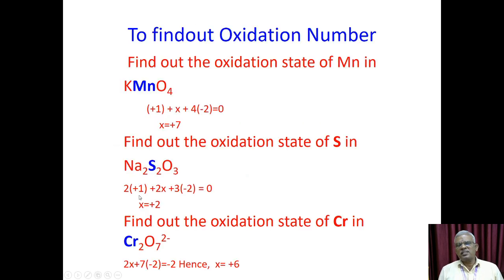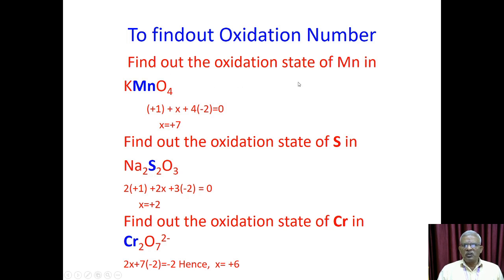So let us see how to find out the oxidation number. Some of the people are unable to find out what the oxidation number is. So it is very easy. If it is a neutral molecule, it should be equal to 0. If it is an ionic state, then it should be equal to the charge present on that ion. Let us explain with some examples.